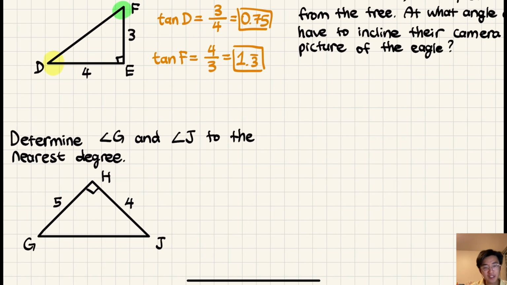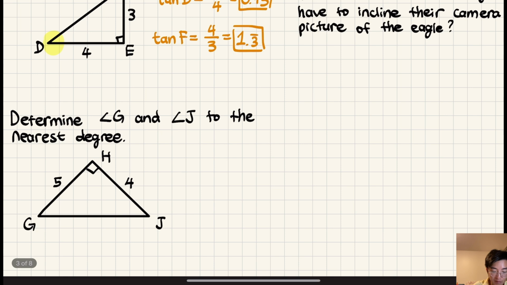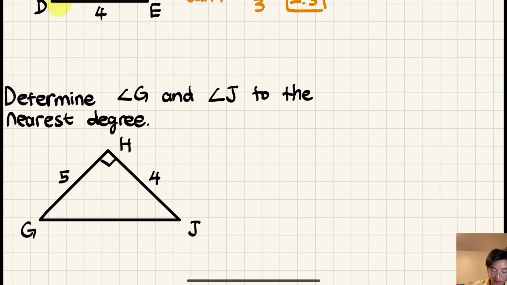Now, the ratio is very useful, but what's even more useful is finding out the exact angle. Let's take the next question, for example. We're looking at the angles of J and G. Once again, we'll color code it. G refers to this one, and the angle J refers to this one. Now we actually want the individual angles of those two. So once again, we'll use tangent. The tangent of G: as we can see, the opposite is 4. The adjacent is 5.